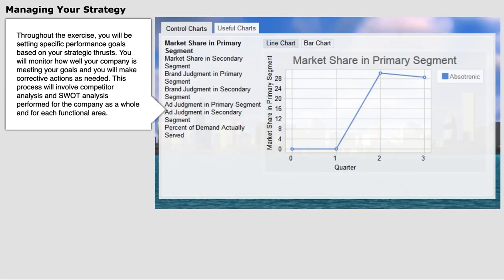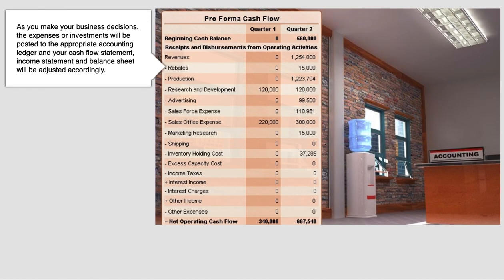Throughout the exercise, you will be setting specific performance goals based on your strategic thrusts. You will monitor how well your company is meeting your goals, and you will make corrective actions as needed. This process will involve competitor analysis and SWOT analysis performed for the company as a whole and for each functional area. As you make your business decisions, the expenses or investments will be posted to the appropriate accounting ledger, and your cash flow statement, income statement, and balance sheet will be adjusted accordingly.